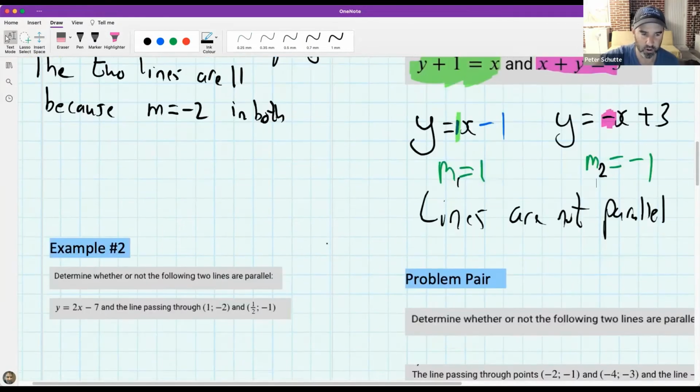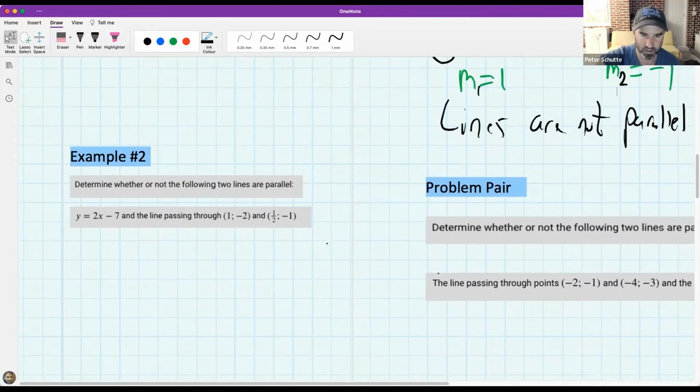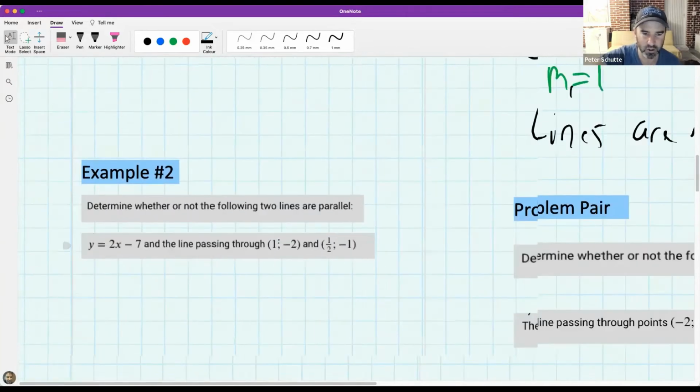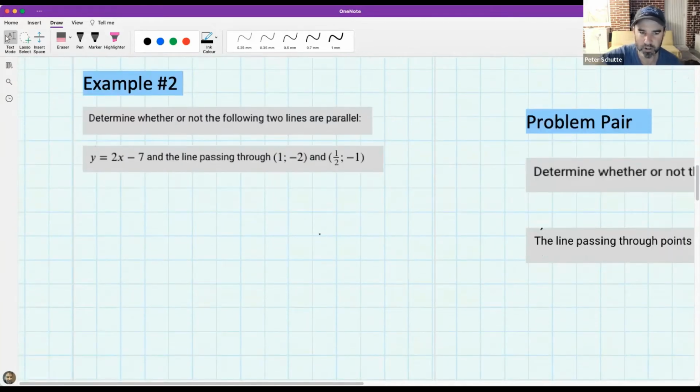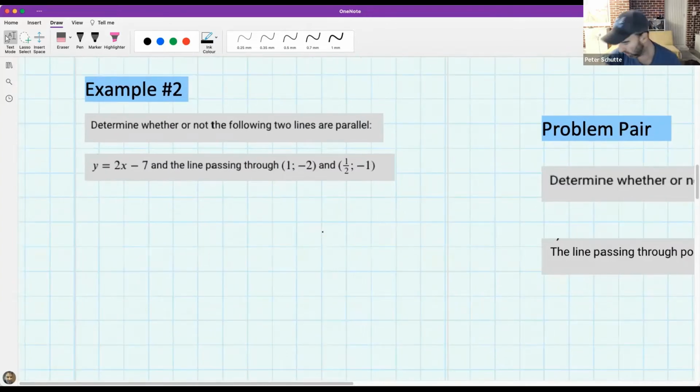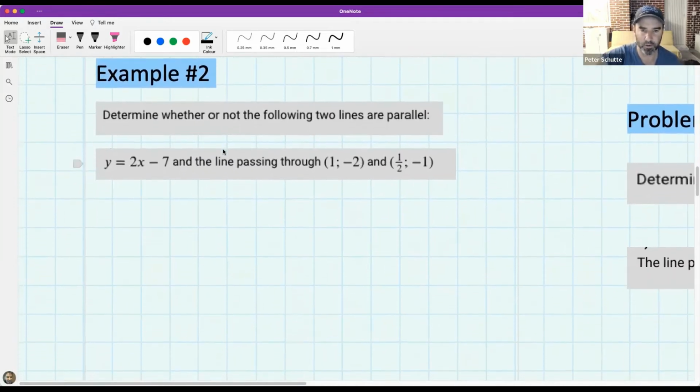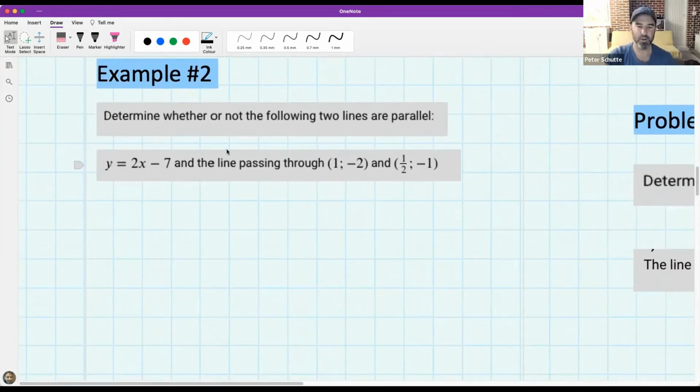So let's do another question a little bit like this. But I feel like you guys can do this one. I'm not even going to do the example. So the question has been changed slightly. So it says determine whether or not the following two lines are parallel. And I want you to think back to previous lessons and ask yourself, what do you need to think about? And then I'll wait for the answers in the chat.